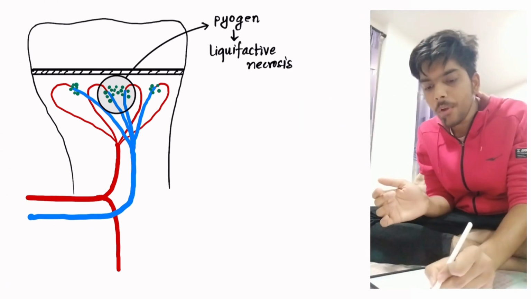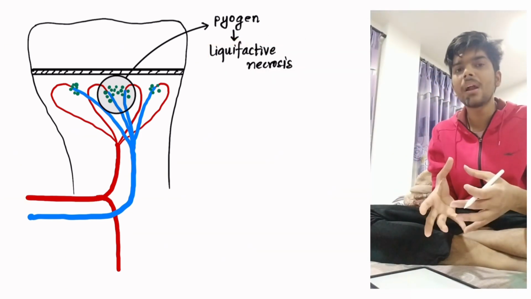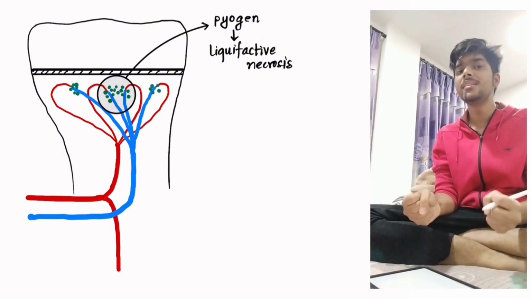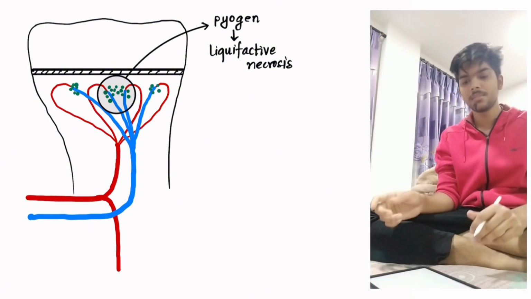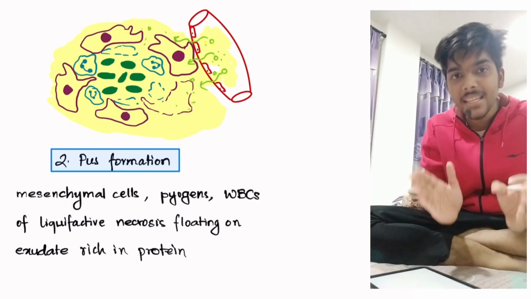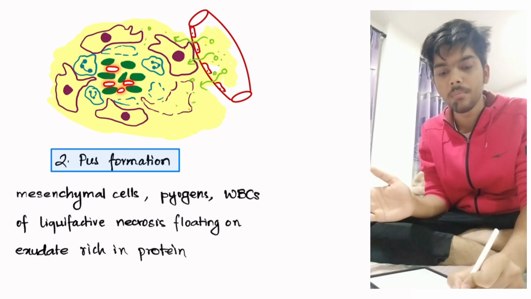Among them, liquefactive necrosis is like a war zone. Because at the region of liquefactive necrosis, you are going to find a lot of cells that are fighting to either protect or destroy other cells. See, here's the war zone. What's actually happening here? Initially, there were mesenchymal cells, or the cells of the bone.